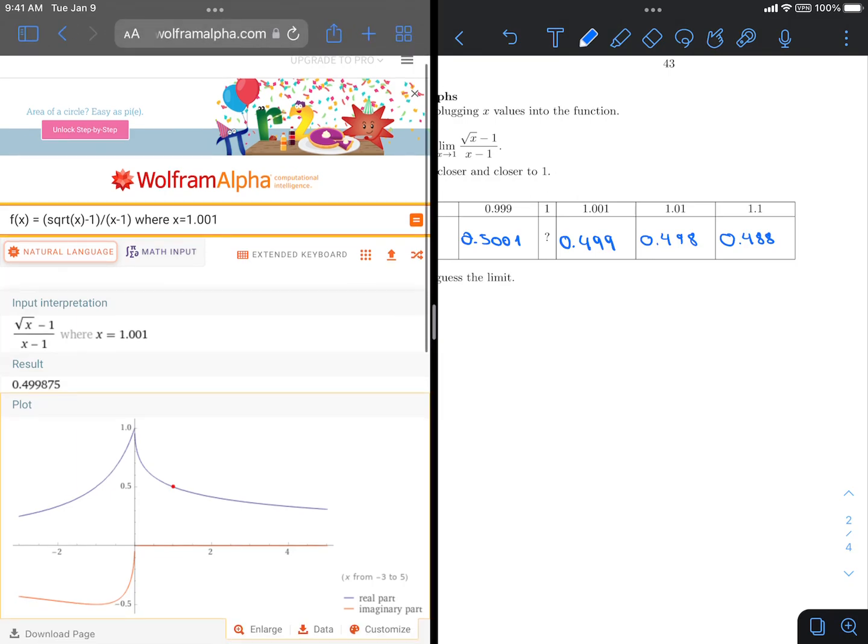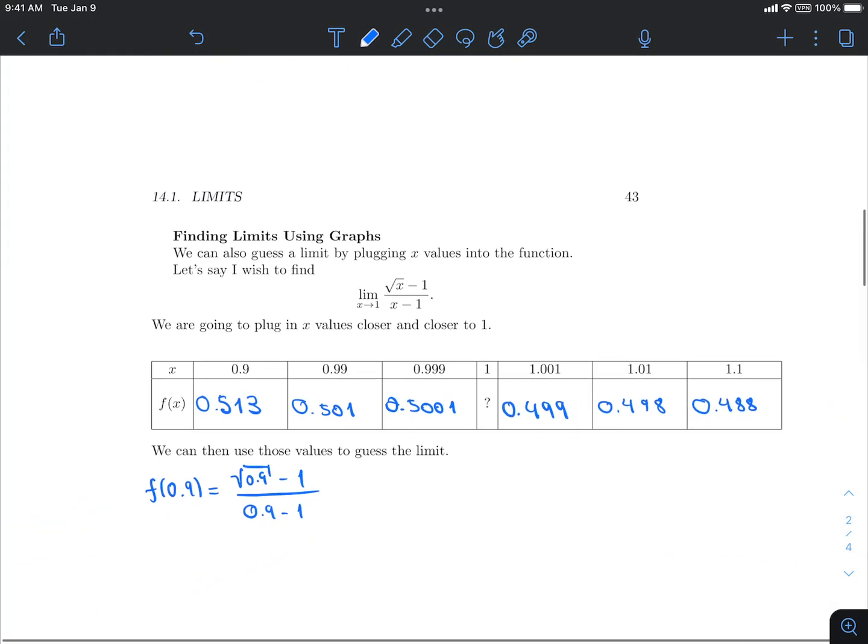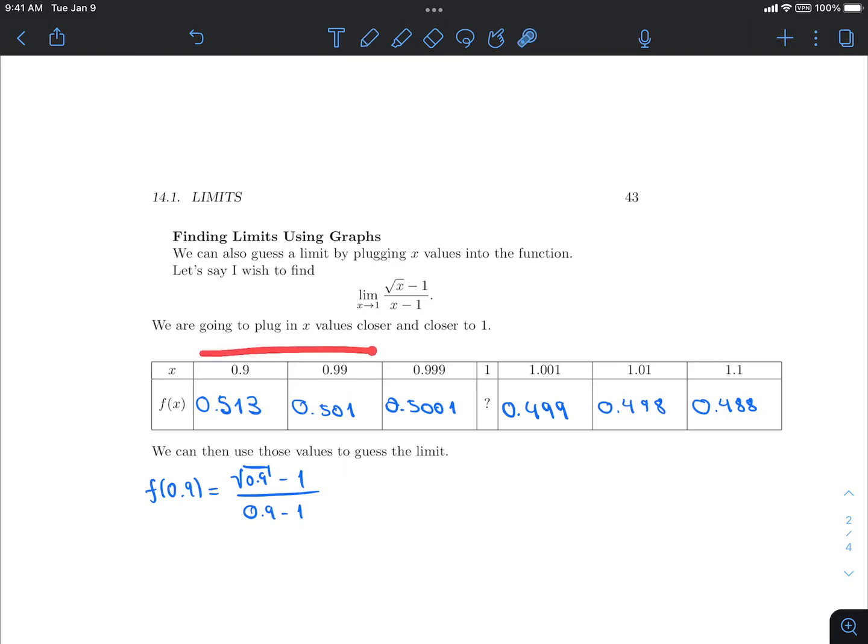So my first observation before I get rid of Wolfram Alpha on the left is note that you have a graph and you have a point in there, a red dot. Before I speak any more about that, let's look at how our table looks. The closer my x values got to 1, the closer my y values got to 0.5, both from the left and from the right. So this is very, very close to 0.5. This is very, very close to 0.5.